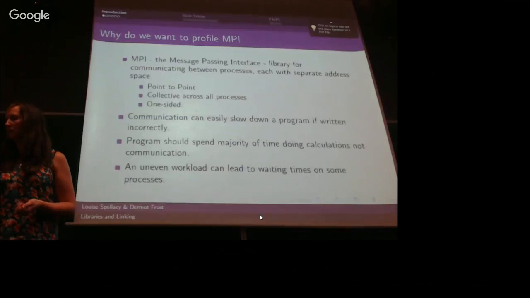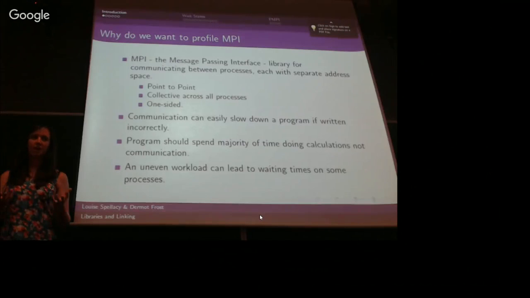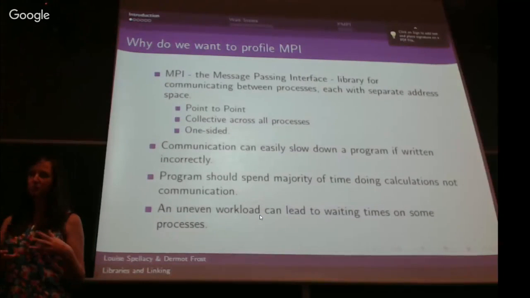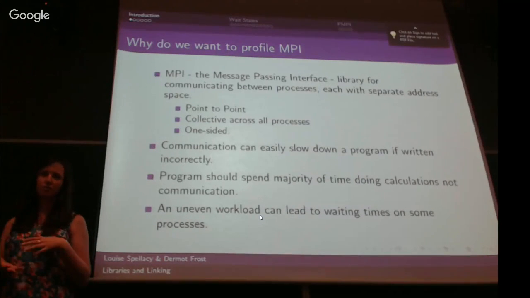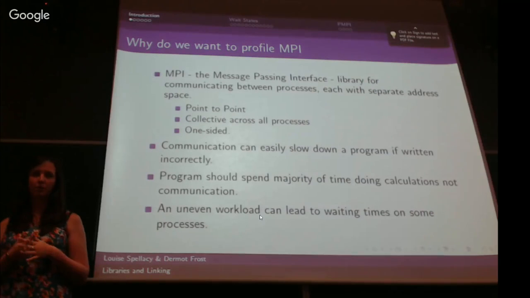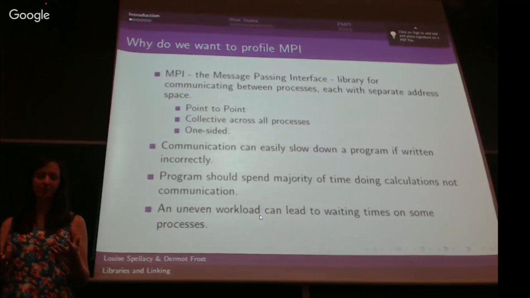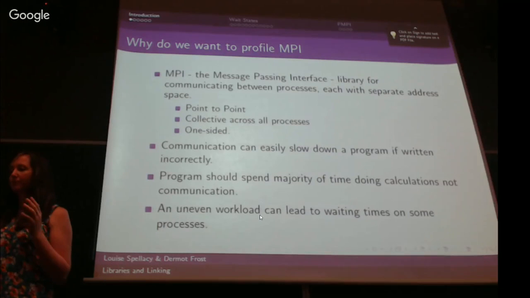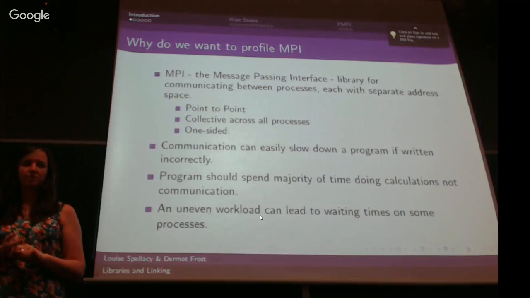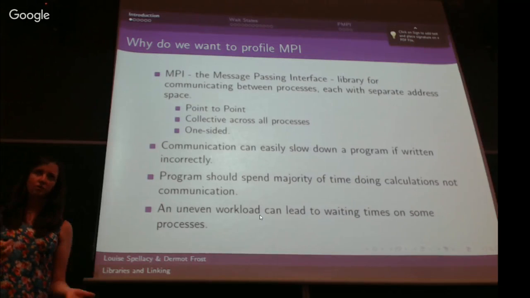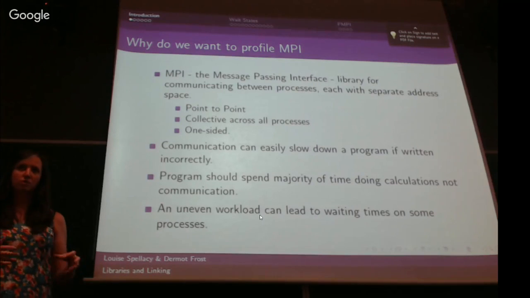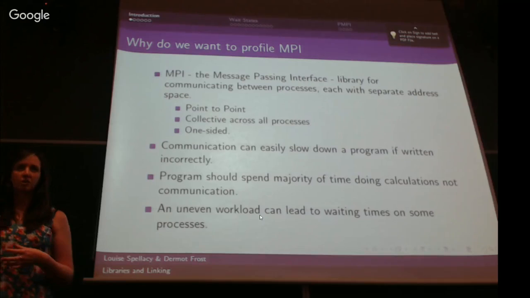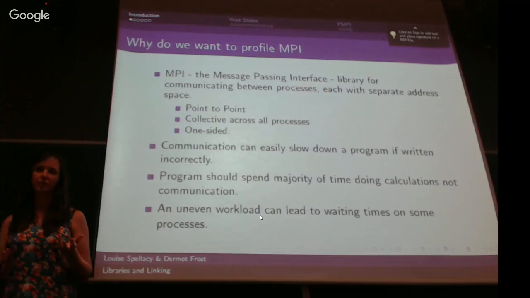Okay. So why would we start analyzing MPI code as it is? MPI is the Message Passing Interface, as you all know, a library for communicating between processes, and we've got collectives, blocking point-to-point, and one-sided communication. You want your MPI code to be doing the least amount of communication and more work. The communication is just aiding the actual doing of calculations.